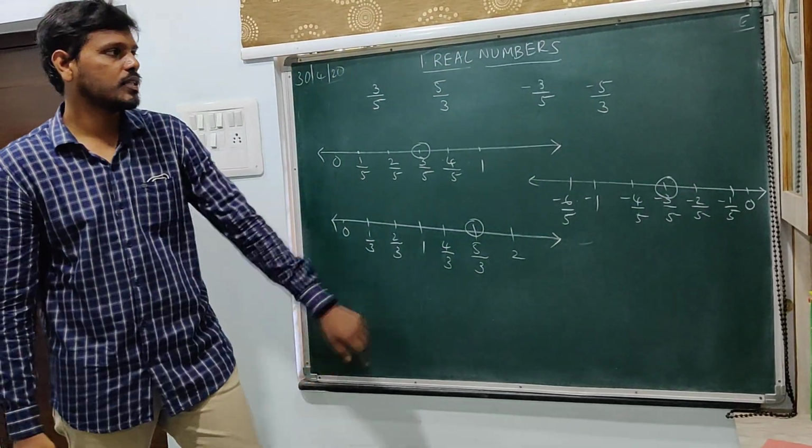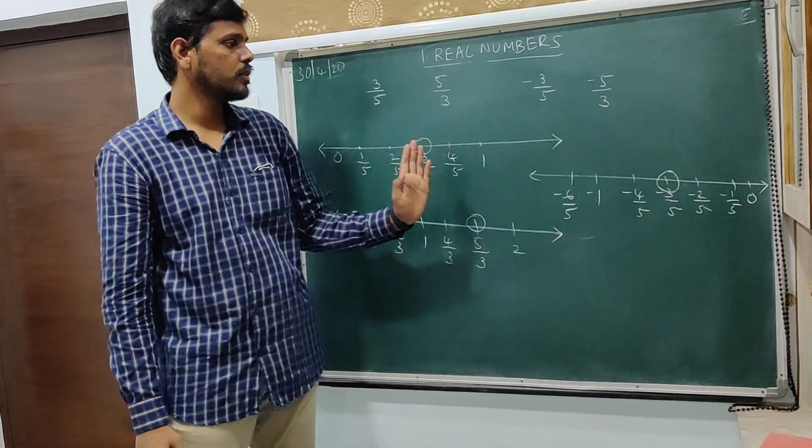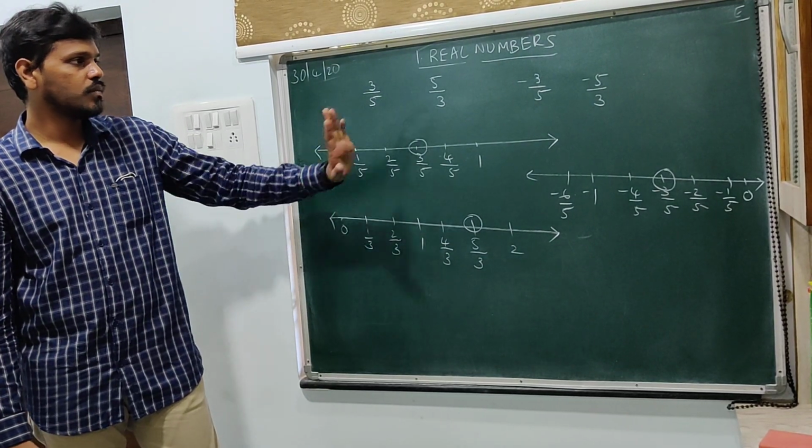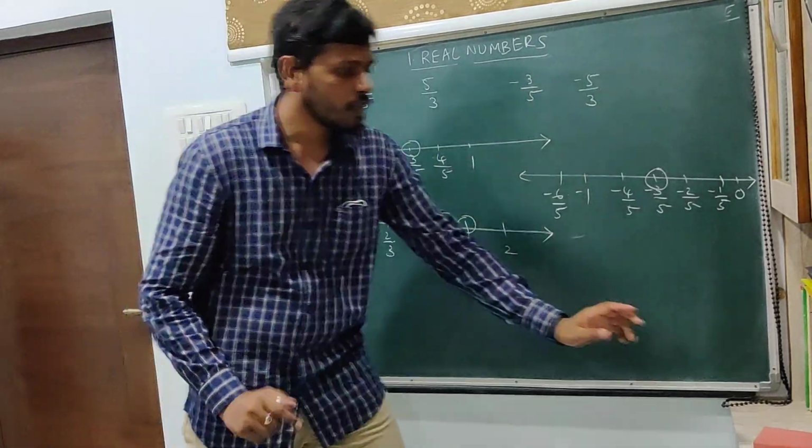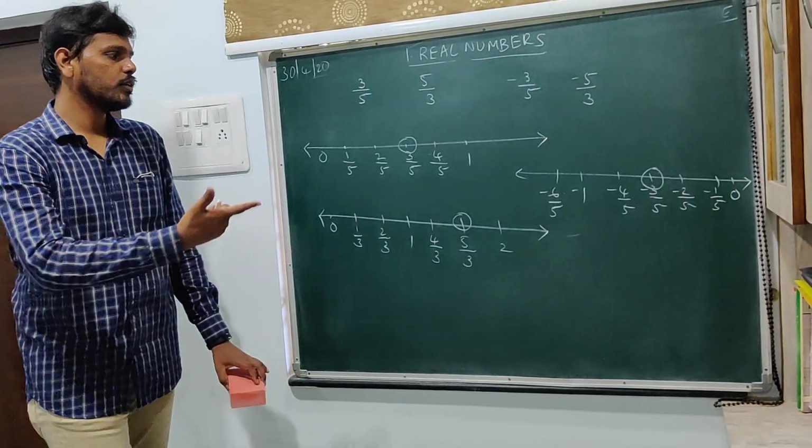Now you can also do a similar case with minus 5 by 3. Now this is the way we represent rational numbers on the number line. Now this is one method. Now there is another method which we go about, and that is more effective compared to this.